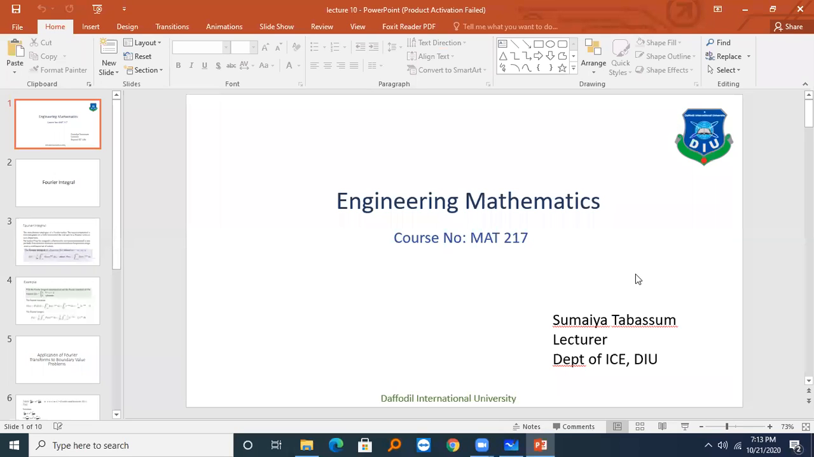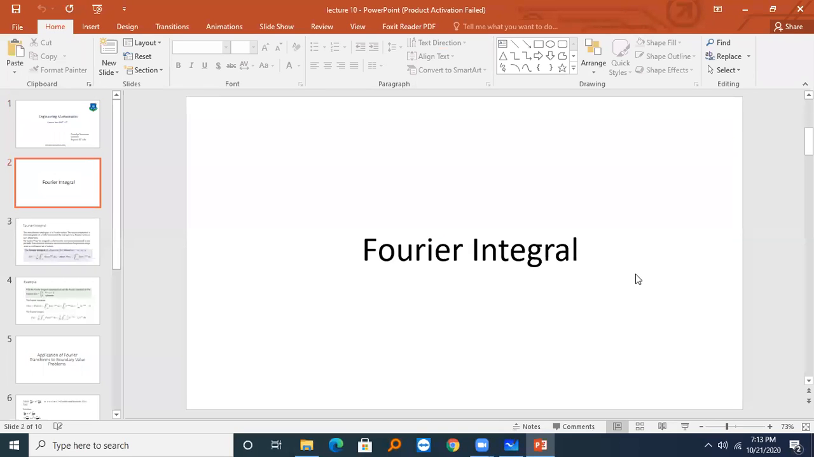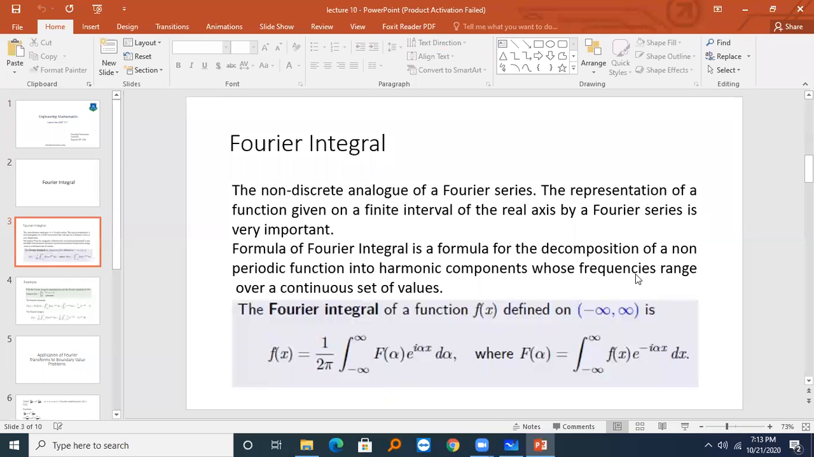Hello everyone, today we'll learn about Fourier integral. Fourier integral is a non-discrete analogy of a Fourier series. The representation of a function given on a finite interval of the real axis by a Fourier series is very important. Formula of Fourier integral is a formula for the decomposition of a non-periodic function into harmonic components whose frequencies range over a continuous set of values.